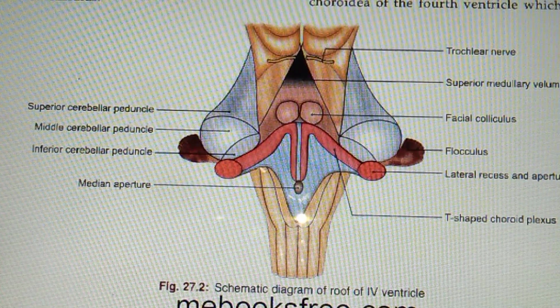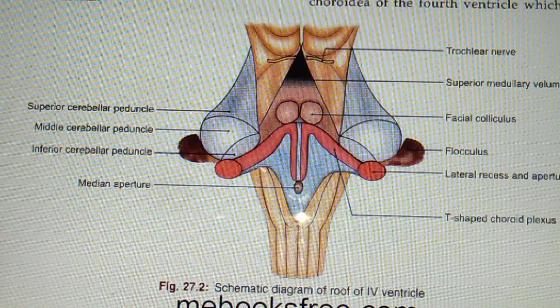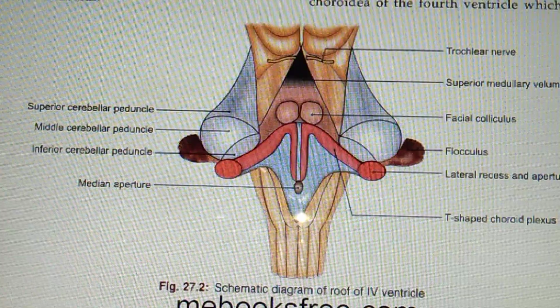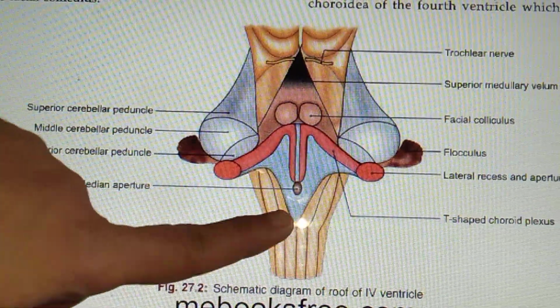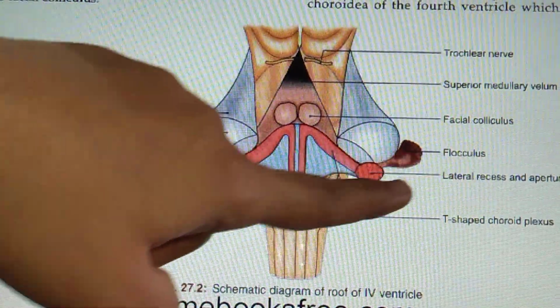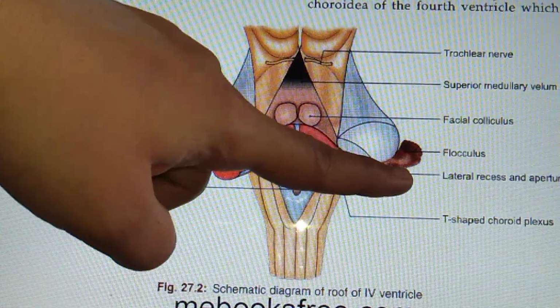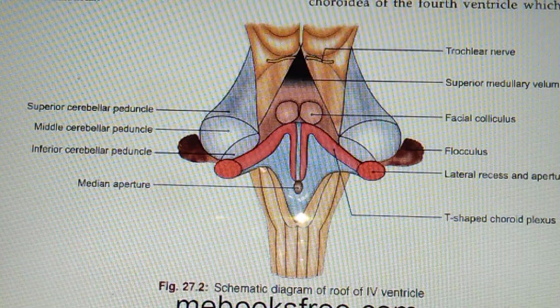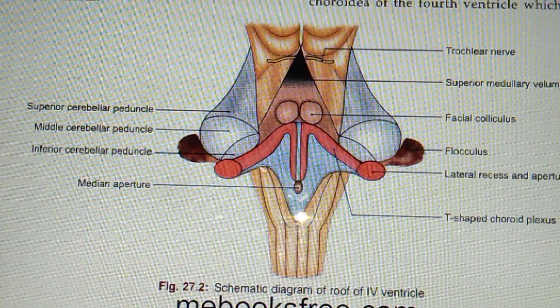The inferior medullary velum forms a small part of the roof in the region lateral to the nodule of the cerebellum. Here, you can see this is the flocculonodular lobe, right? So in this region, the inferior medullary velum will form a small part of the roof.